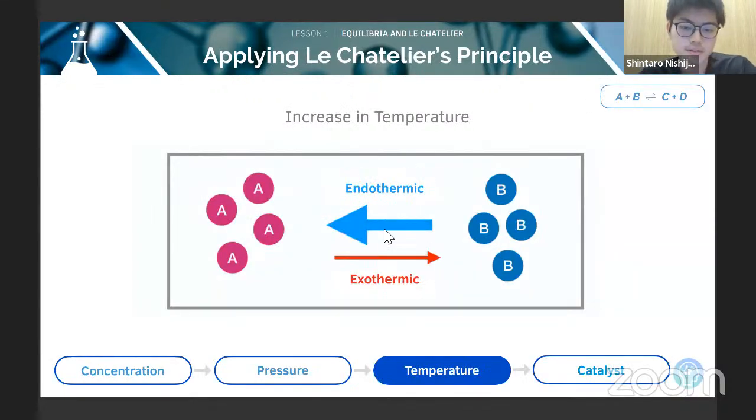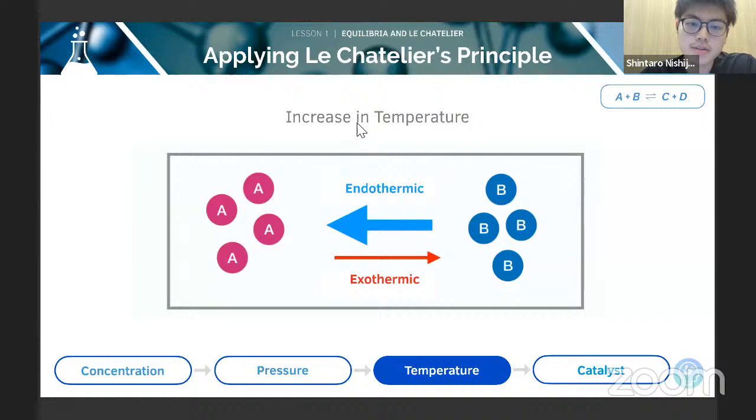Okay, so the final one that you need to know is temperature. You're going to have to just remember what endothermic and exothermic are. I have an image of how I remember them. Endothermic, I imagine as the molecules soaking up the heat energy, whereas exothermic, you're just releasing energy, releasing thermal energy.